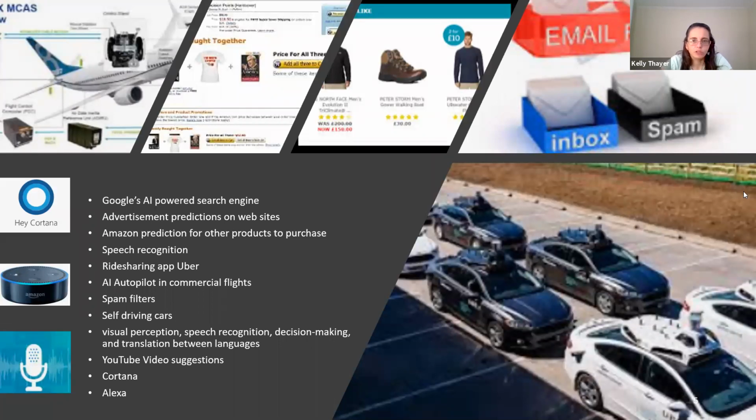Google's AI-powered search engine is an example, advertisements that are making predictions on websites, Amazon prediction for other products to purchase, speech recognition, ride-sharing app Uber, AI autopilot commercial flights, spam filters, self-driving cars, visual perception, speech, language recognition, decision-making, and translation between languages, YouTube video suggestions, Cortana, and Alexa are a few more of the examples of artificial intelligence that we experience in our everyday lives.